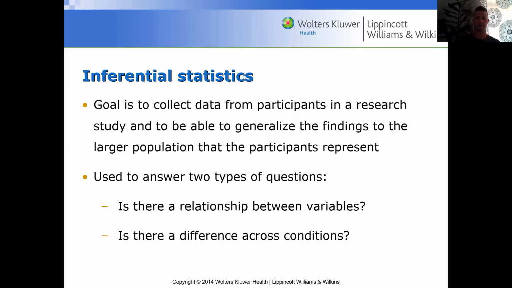The goal is to collect data from participants in a research study, and be able to generalize the findings to a larger population that the participants represent. So it's used to answer two types of questions. Is there a relationship between variables, right? So if we have an independent and dependent variable, and is there a difference across the conditions, right? So if we give different treatments and there are different conditions set up, what are the differences?